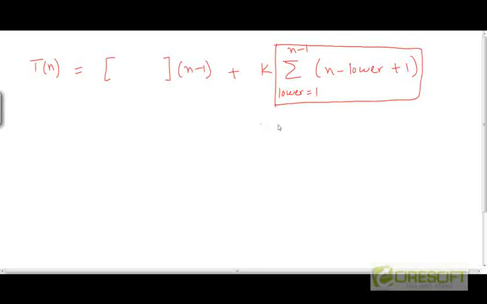So the time will be, I've taken k out, so I won't say k times n, I'll just say n. When lower is equal to 2, n minus 2 plus 1 is going to be n minus 1. When lower is equal to 3, n minus lower plus 1 is going to be equal to n minus 2, and so on. And finally, when lower is equal to n minus 1, n minus 1 is going to be 1, and 1 plus 1 is 2.